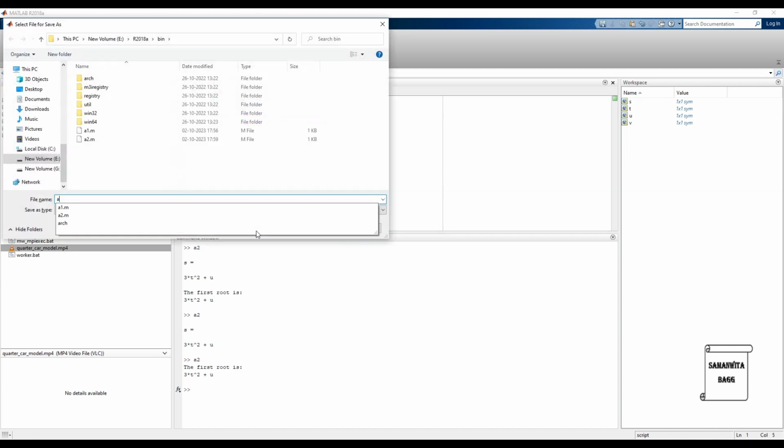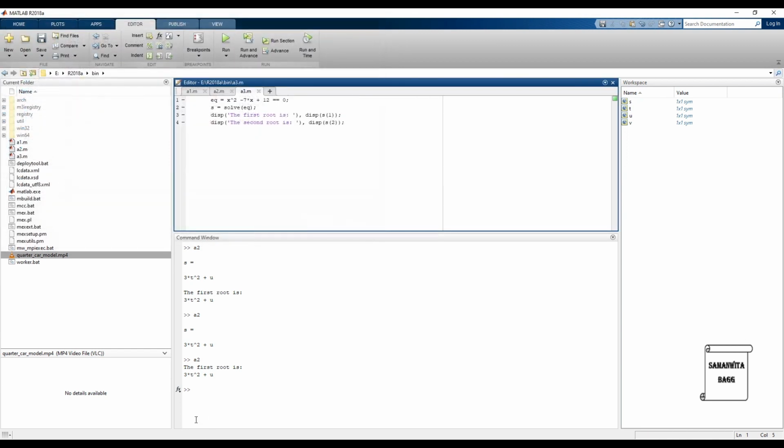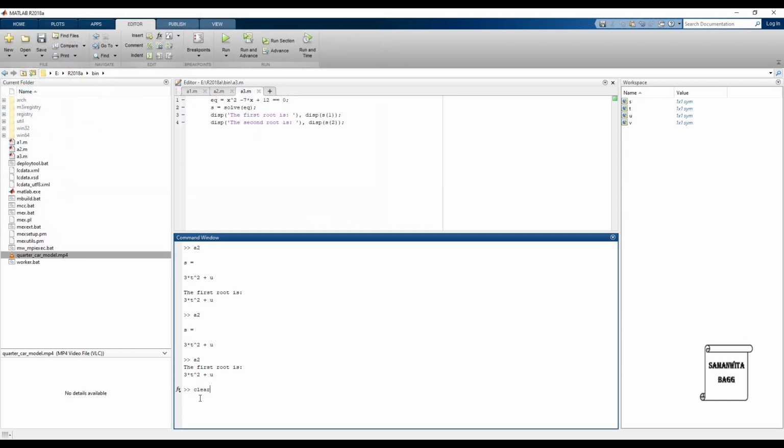I'll save this as file A3. If you want to clear the screen, use clc. CLC will clear the screen and clear all will remove the values associated with the variables. So now I'll run the file A3.